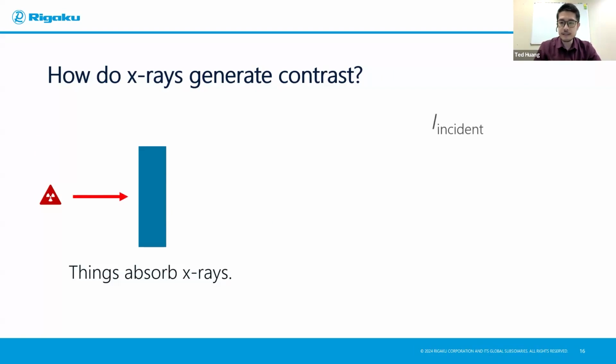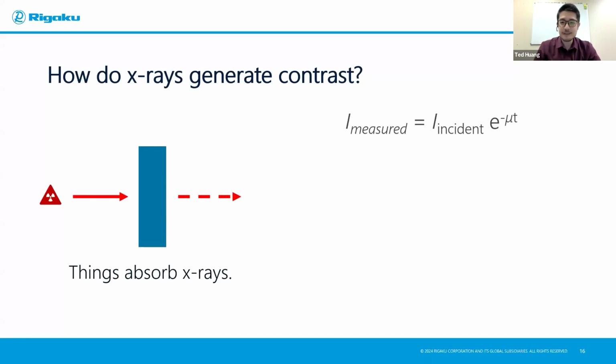You have incident X-rays coming to your object. After the object absorbs some X-ray, you have a measured intensity of the X-ray, and you actually have an equation to express that relation. And don't worry about the equation. I'm not going to ask you to plug any numbers in there today, so just bear with me.